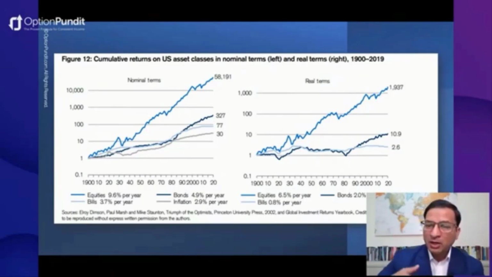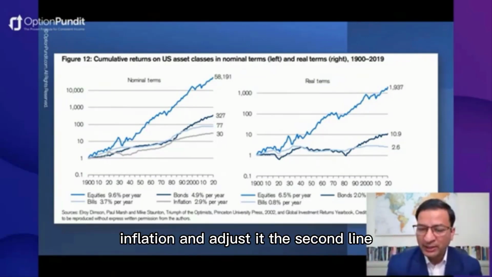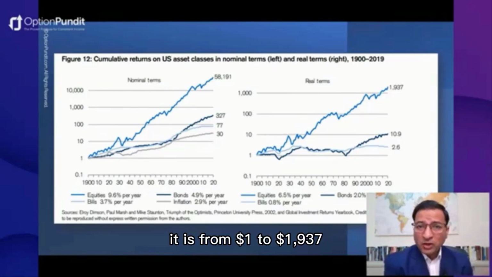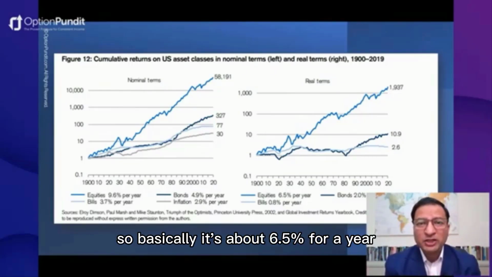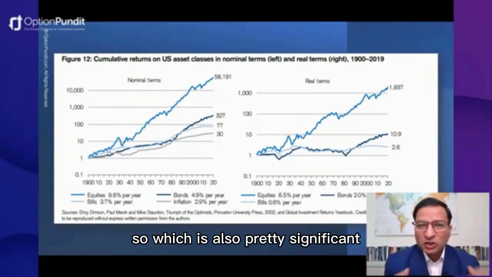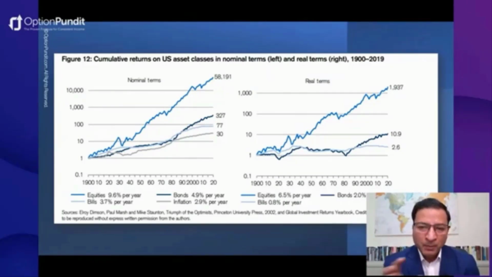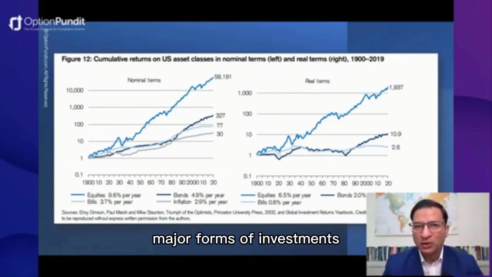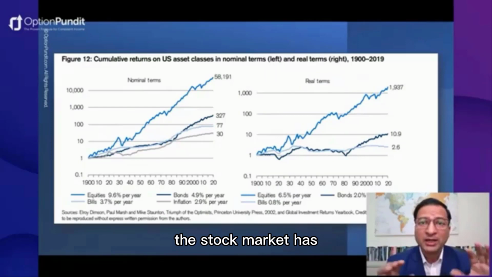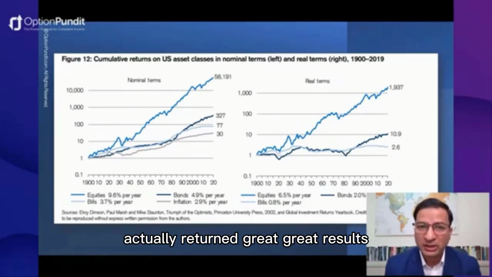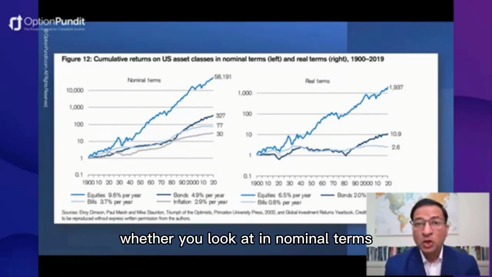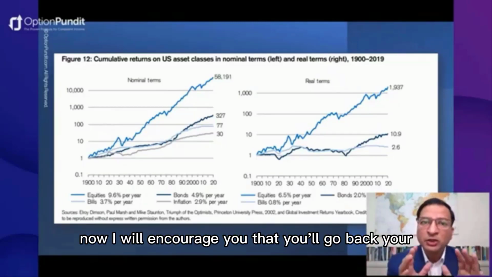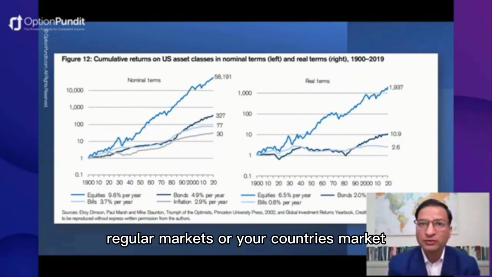If you look at it inflation adjusted, the second chart with real terms, it is from $1 to $1,937. So basically, it's about 6.5% per year, which is also pretty significant. But what it's telling you is that if you look at some other major forms of investments, the stock market has actually returned great results, whether you look at it in nominal terms or inflation adjusted. Now, I would encourage you to go back to your regular markets or your country's market.